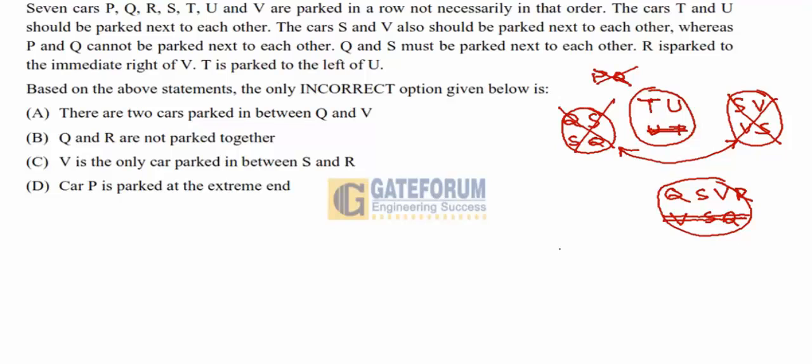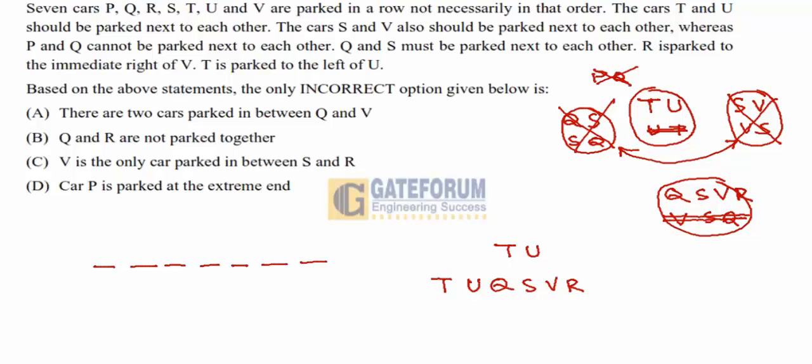So what do we have correctly with us? We have correctly with us that T and U are like this, and there is Q, S, V and R like this. And P and Q can never sit together. Okay, so how can we place this? There are seven cars, so you see there are seven gaps. So see, QSVR and TU. Let us suppose we put them in this fashion: TU QSVR. So you see six gaps are filled up. So there must be one more left.